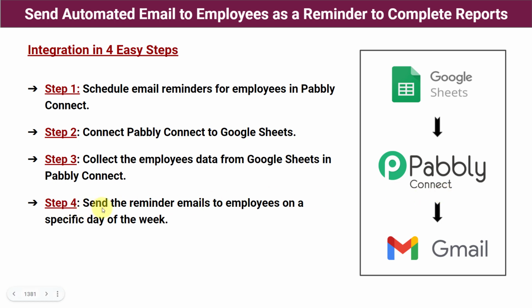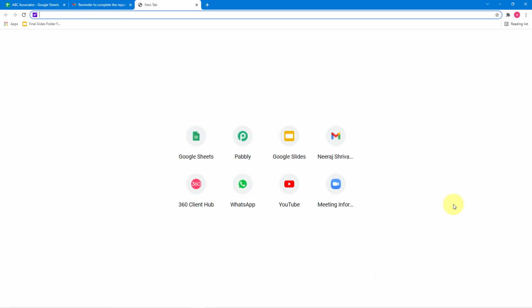And step 4 is send the reminder emails to employees on a specific day of the week. So finally in step 4, we are going to send the email reminders to our employees on any specific day of the week. So in our case, I am taking the example of Monday. We are going to send the reminder emails on every Monday, right? So now let's jump back to our step 1 and open Pabbly Connect.